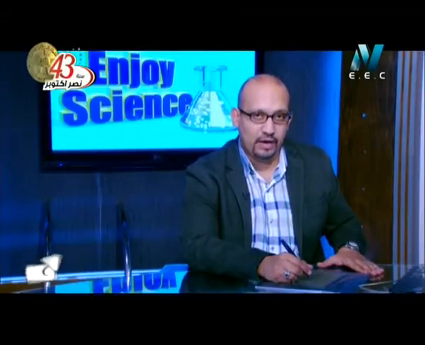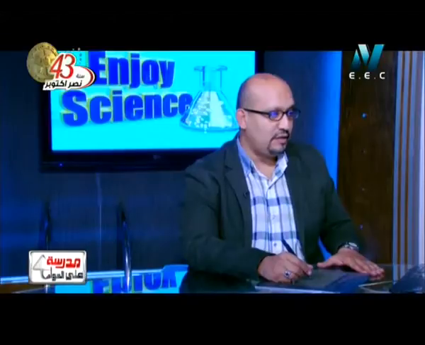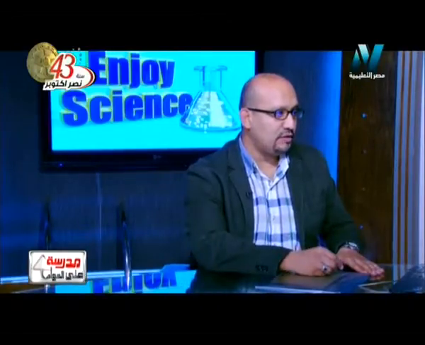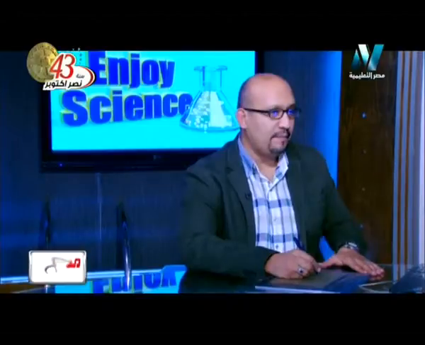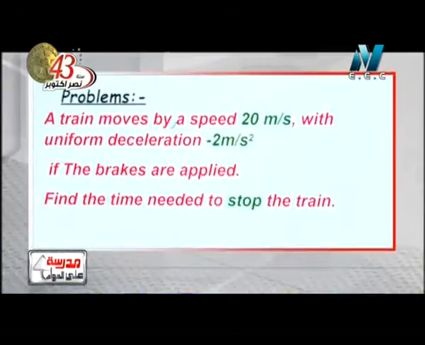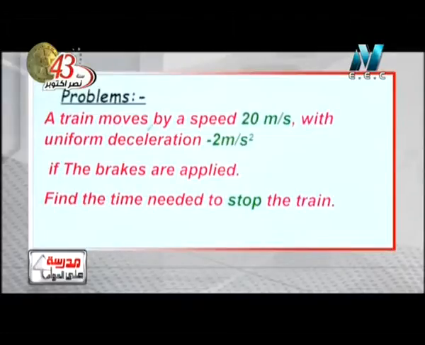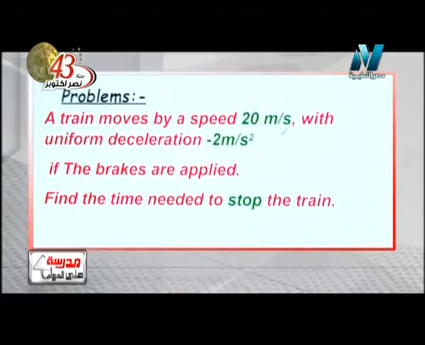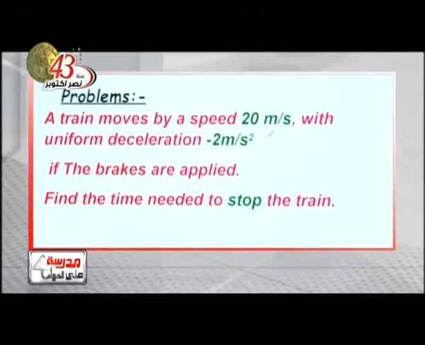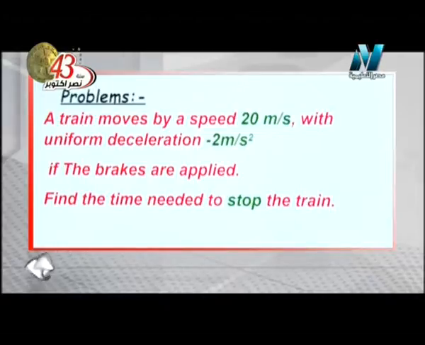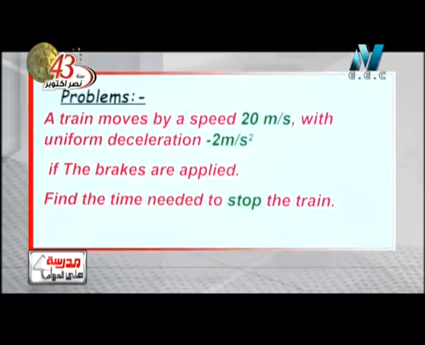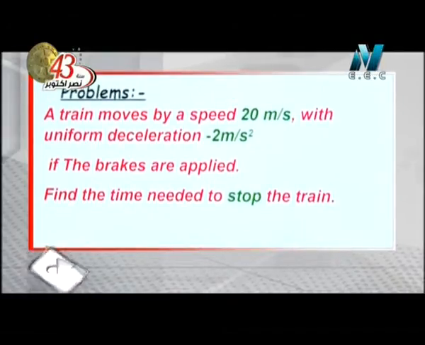We have here, as you see dear students, problems, as we can see on the monitor in front of us. A train moves by a speed of 20 meter per second, with uniform deceleration negative 2 meter per second power 2. If the brakes are applied, (brakes here means the brakes are applied), find the time needed to stop the train.